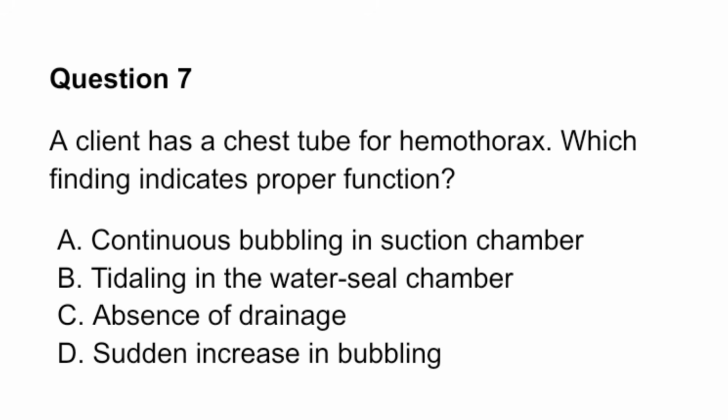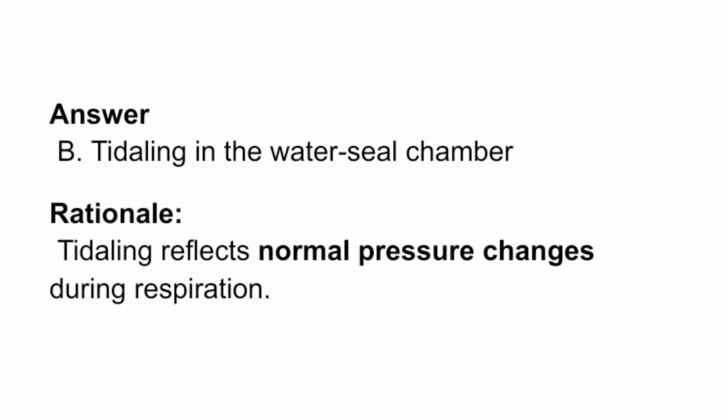Question 7. A client has a chest tube for hemothorax. Which finding indicates proper function? A. Continuous bubbling in suction chamber. B. Tidaling in the water seal chamber. C. Absence of drainage. D. Sudden increase in bubbling. Answer. B. Tidaling in the water seal chamber. Rationale. Tidaling reflects normal pressure changes during respiration.